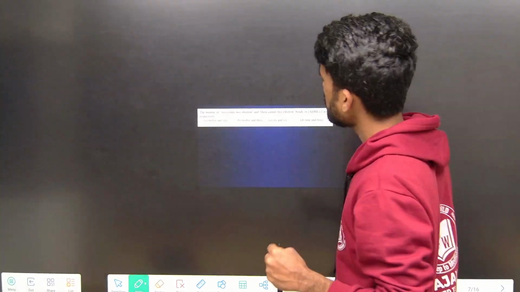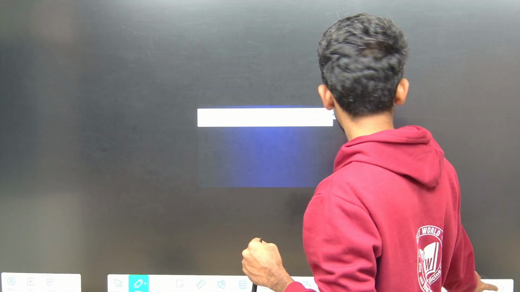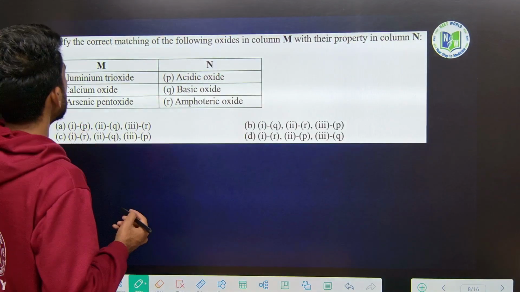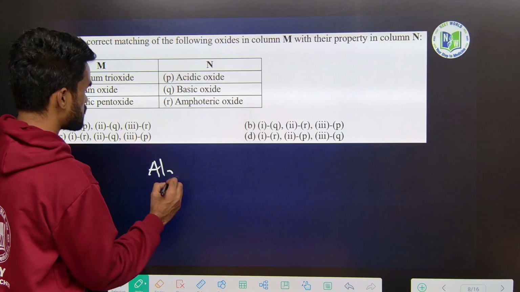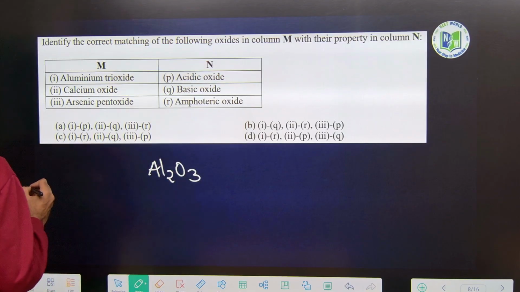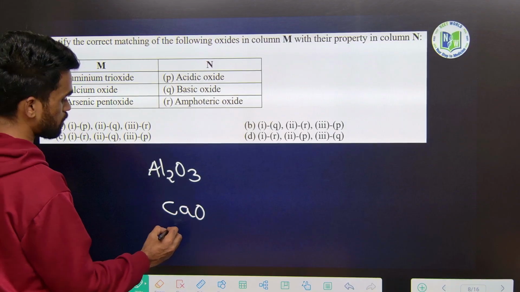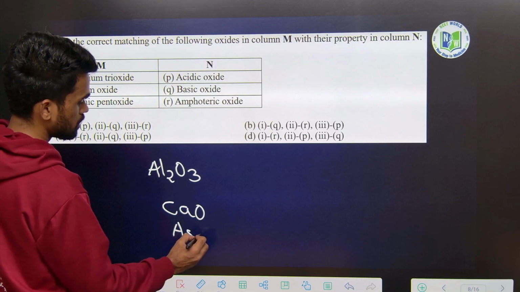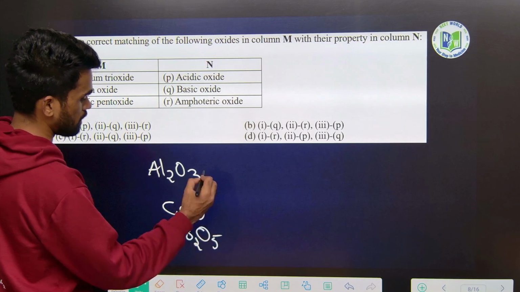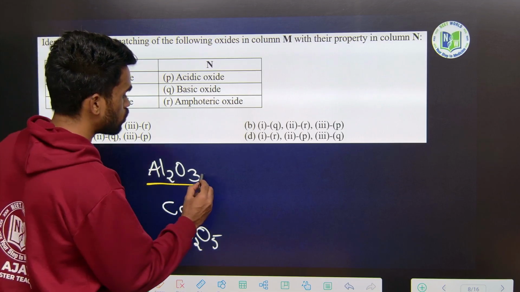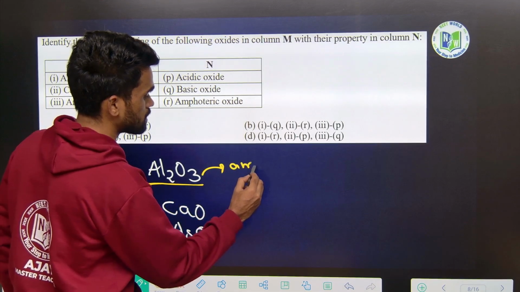So next, here we have one more simple question. Look at this: aluminium trioxide, which means Al2O3, calcium oxide, CaO, and arsenic pentoxide, As2O5. Now what is the nature of these compounds? Al2O3 is amphoteric, right? Yes, this is amphoteric.